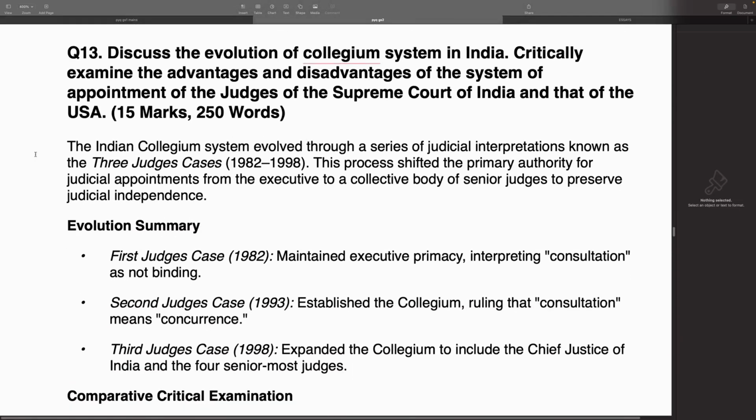Discuss the evolution of collegium system in India. Critically examine the advantages and disadvantages of the system of appointment of the judges of the Supreme Court of India and that of the USA.